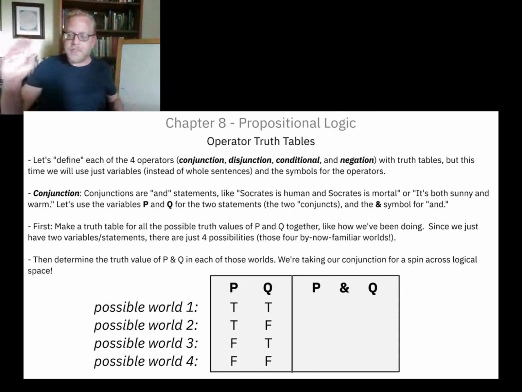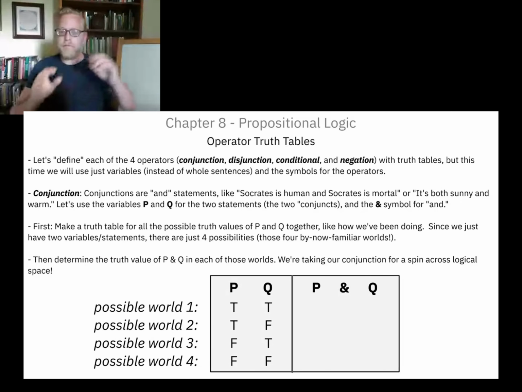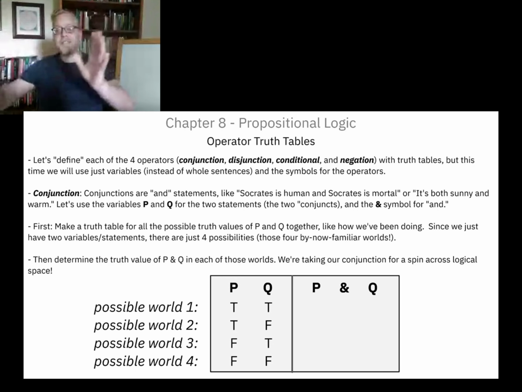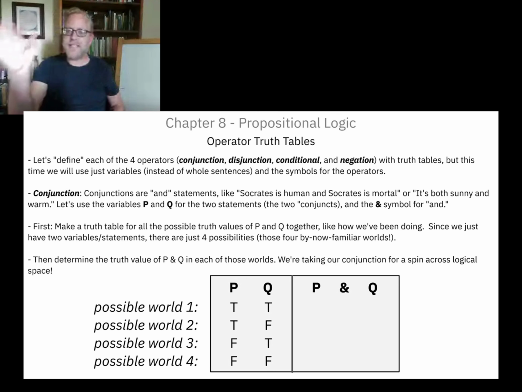Then we're going to take our conjunction, right? We're going to put the conjunction operator right in the middle, and we have the P and the Q. So now on the right side of P, Q, where we're just listing them separately, they're just all the different combinations that they can be true or false together. Now we have one big statement, P and Q, right? And we'll take that for a spin.